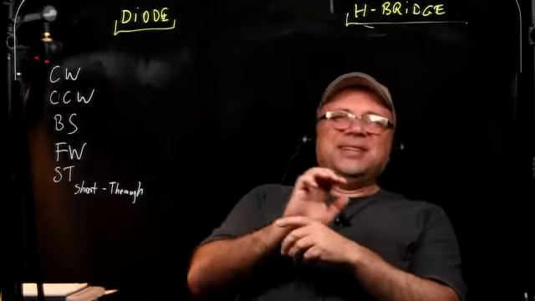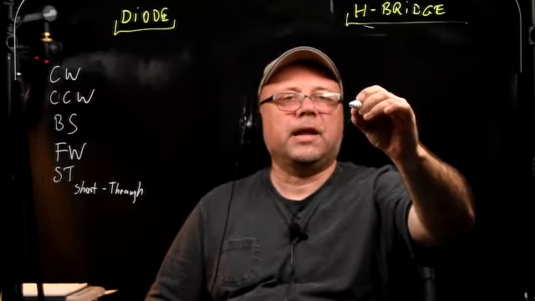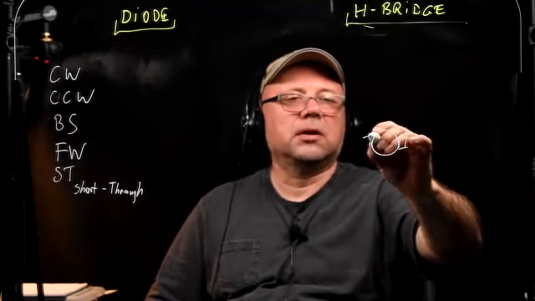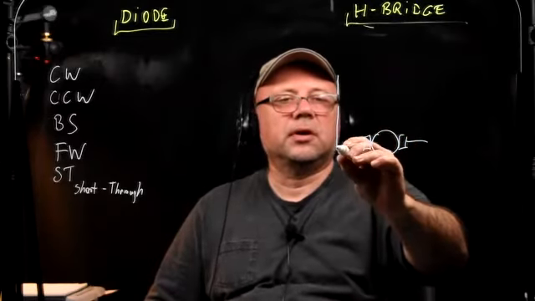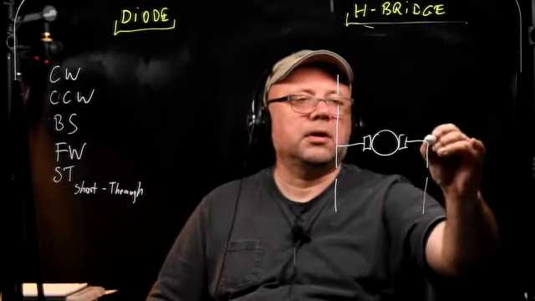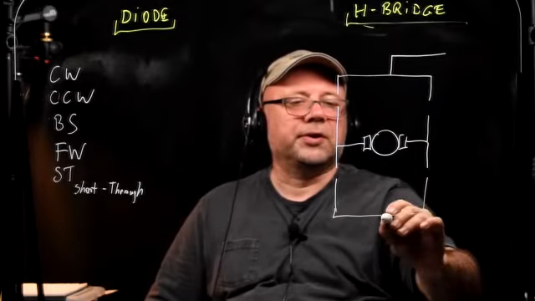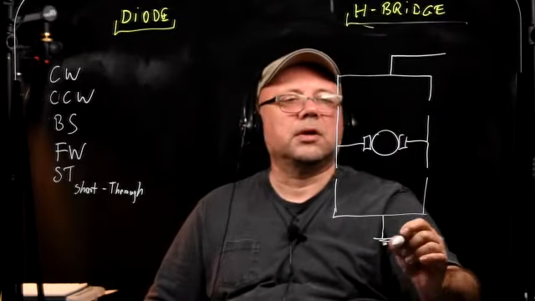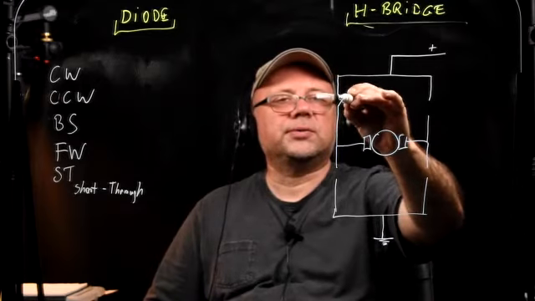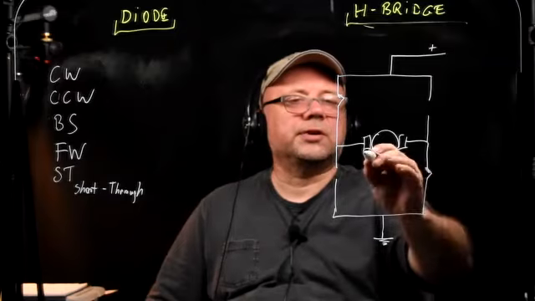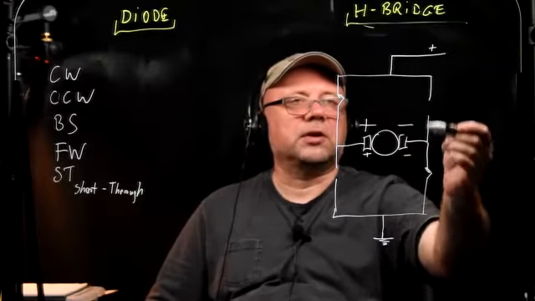All right. So, how does that apply to the H bridge? Well, if you have an H bridge, here's a motor, and here's a couple of switches, and over here, and here's the power supply, and here is the ground. Let's say this is the positive side, this is the ground, and we're going to close this switch, and we're going to close this switch. This side is going to get positive, this side is going to get negative of the motor. Electricity is going to flow through that.